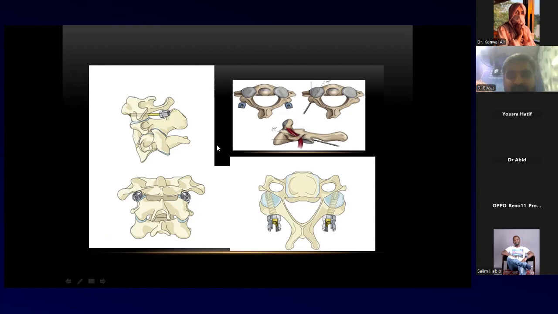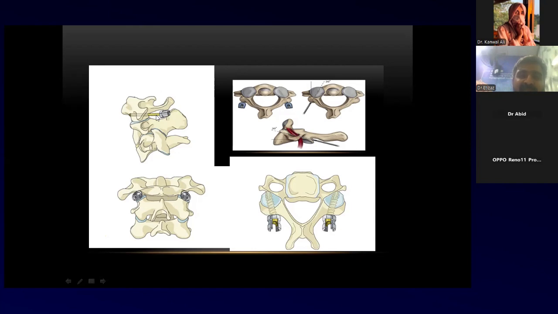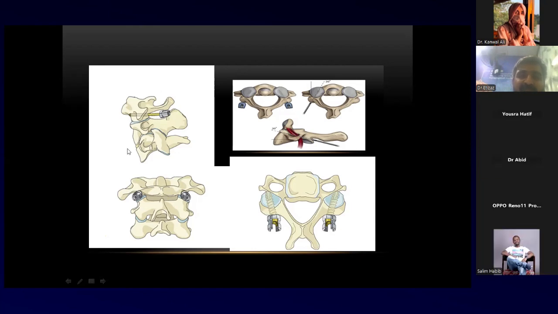If I am putting the screw in C1, then it is an occiput to C1 screw. In C1 there are two options. Either we go for the lateral mass just below the posterior C1 arch, or the other option is the screws, again in the lateral mass. We have two techniques. So transarticular in C2 will be a C1-C2 fusion.